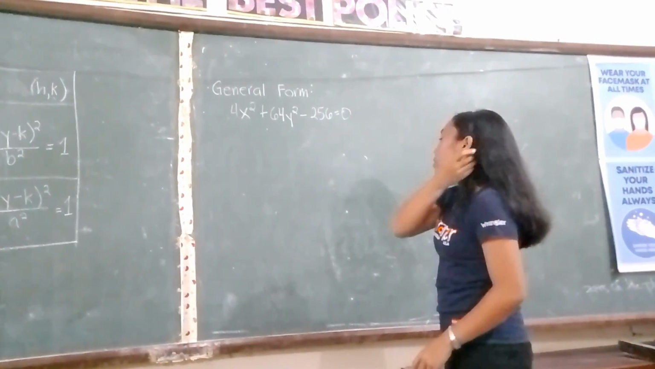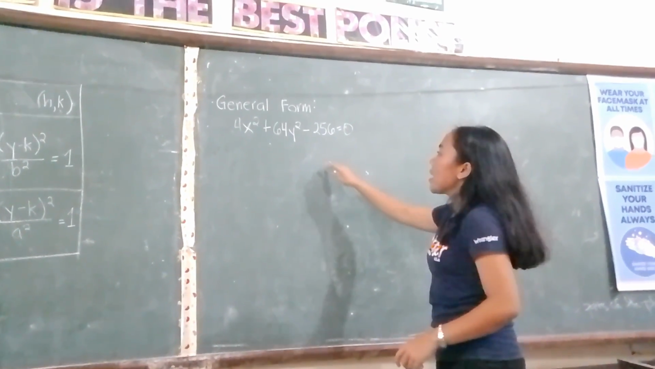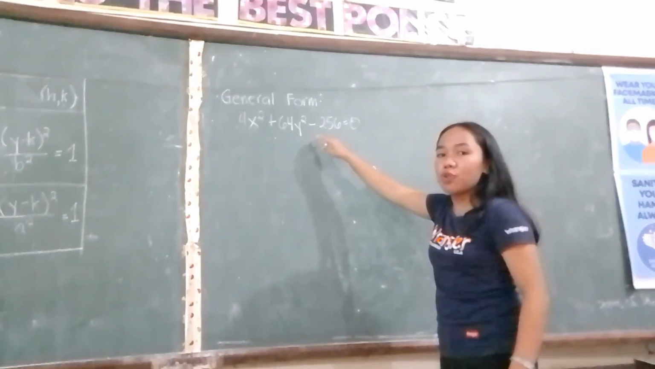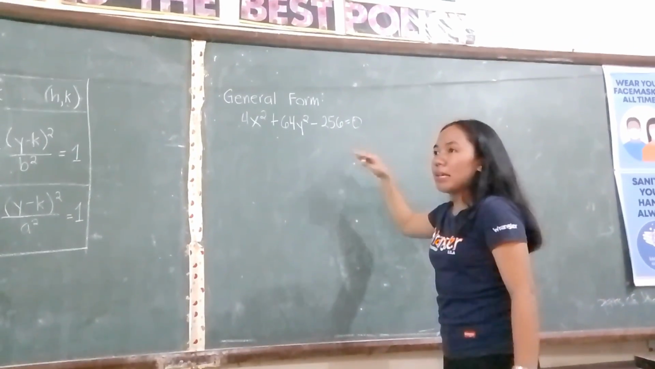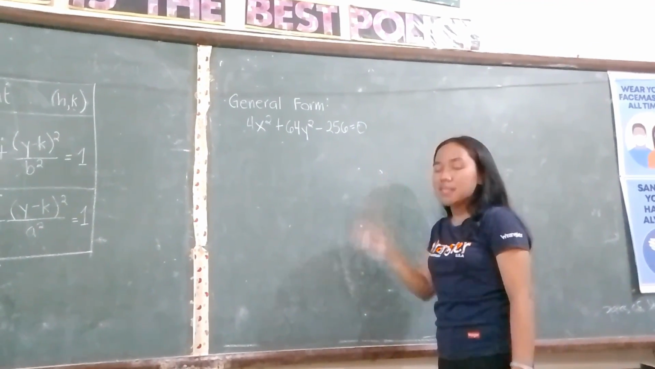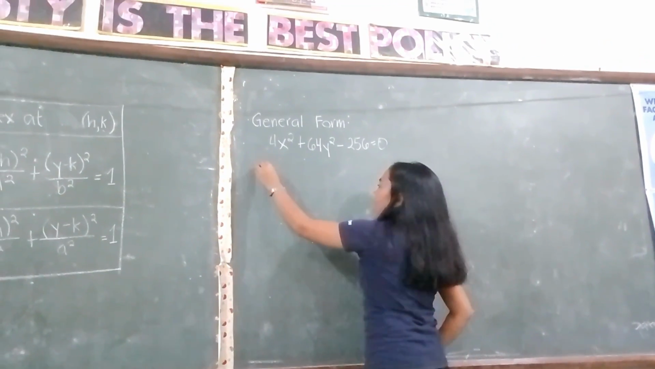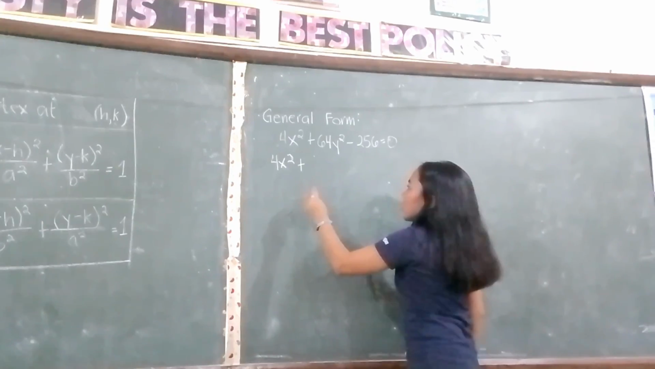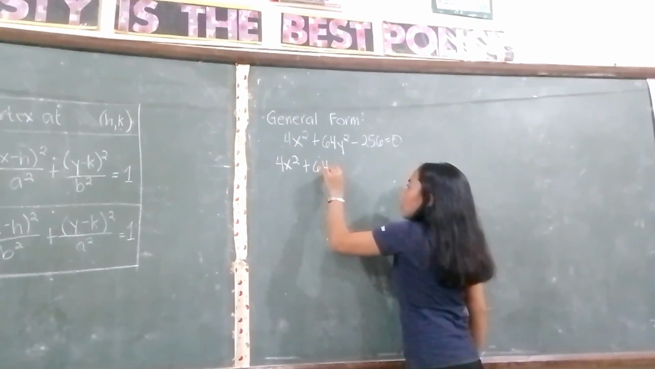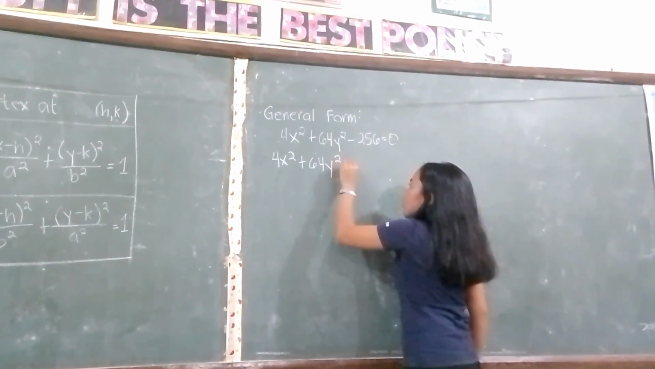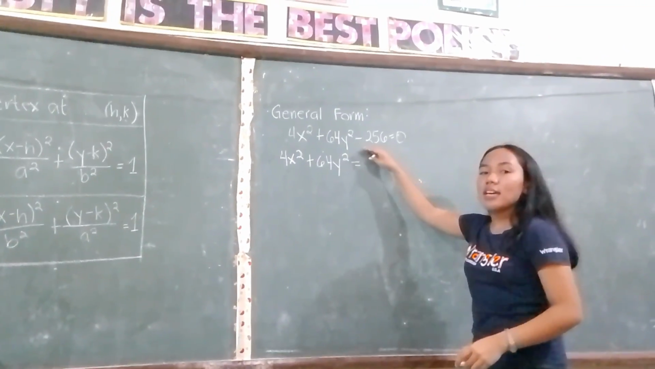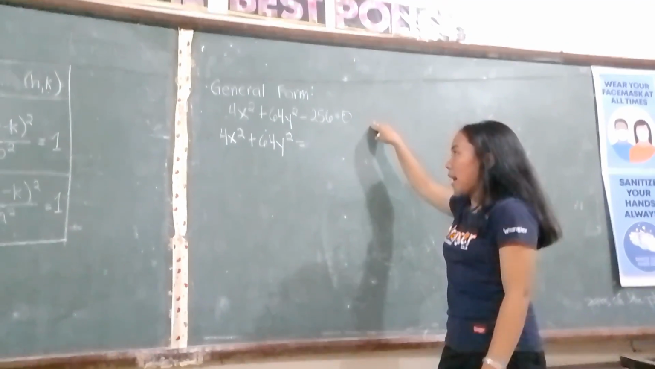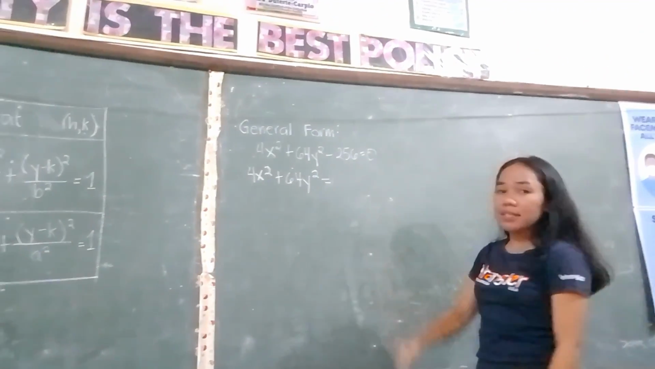So, to make that standard form, let us transpose this negative 256 so that it can be equal to positive 1 later. We have here 4x squared plus 64y squared is equal to, since it is negative 256, if we transpose it to the right side, we have positive 256.